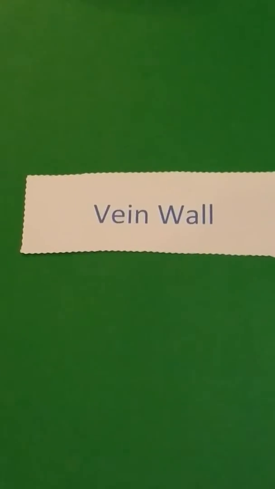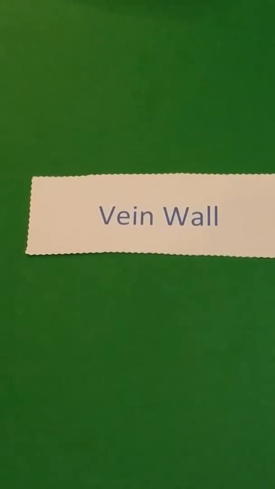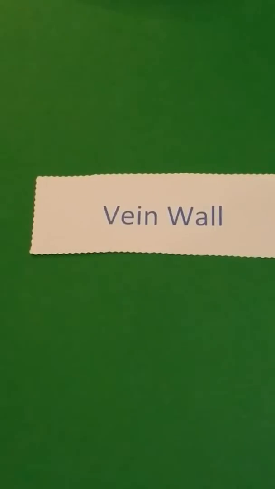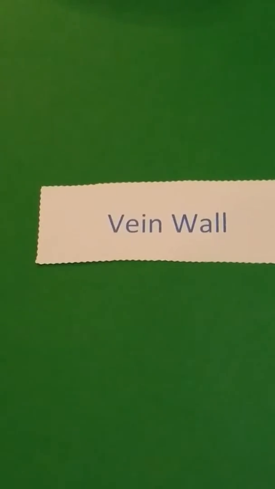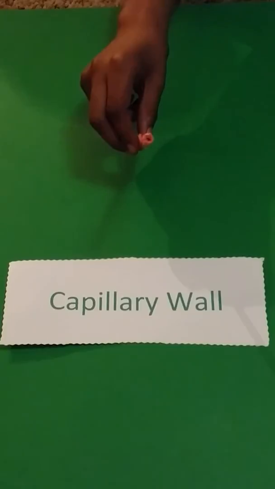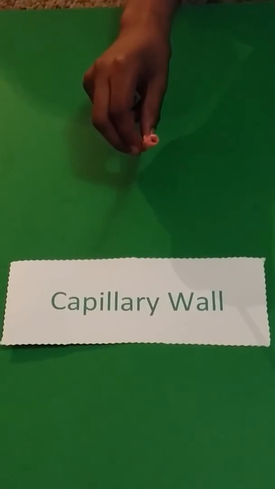The vein wall is made of the same 3 layers as the artery. However, later we'll see that they are structurally different from those of the artery wall. The capillary wall consists of 1 layer. The tunica intima is composed of a thin layer of endothelial cells which line the entire circulatory system, from the heart and the large intestines all the way down to the very tiny capillary beds.